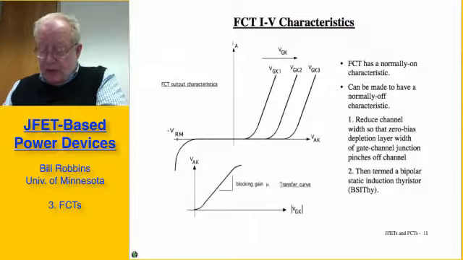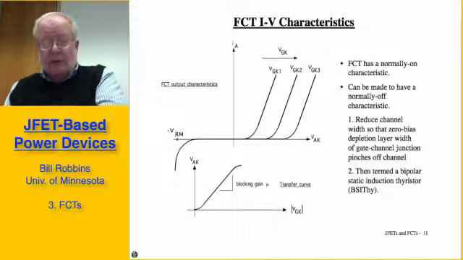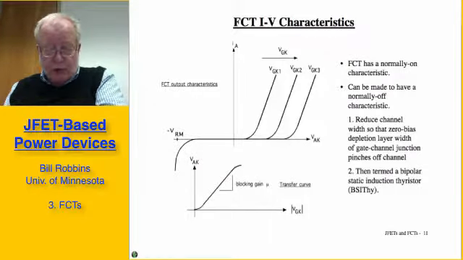The transfer function, anode to cathode voltage as a function of the magnitude of the gate to cathode voltage, is fairly linear, and the slope of that is called the blocking gain mu. And typical values of that blocking gain can be as large as 100 or more. We could make the device normally off, but that would increase the on-state losses compared to the normally on device, and so it's not likely that you're going to see commercially available normally off FCTs, at least in the near future.